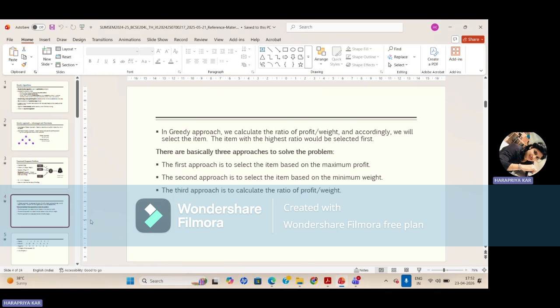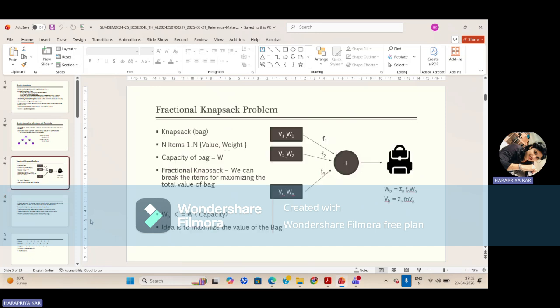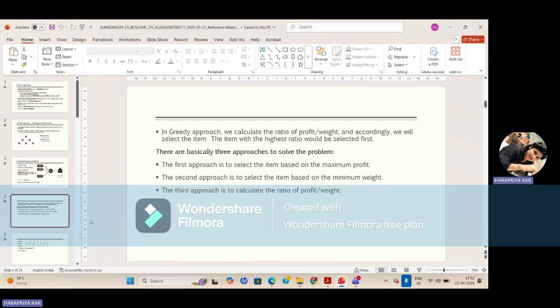There are basically three approaches to solve the problem. Whenever we are solving the problem, we have to follow these approaches. The first one is to select the item based on the maximum profit. What is the maximum profit? Based on that, we select the item, so that we will get the maximum profit.